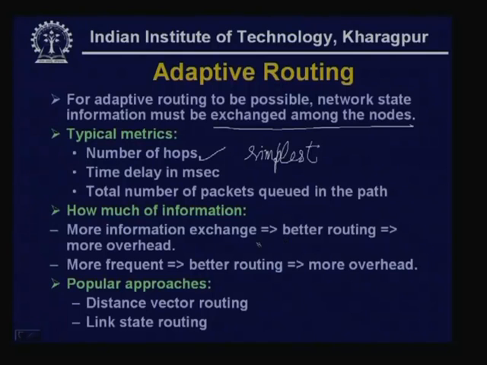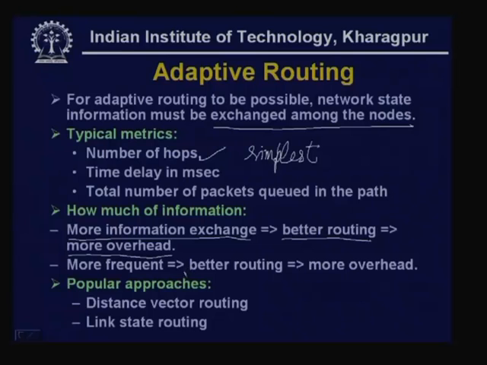On the other hand, if it is based on local information or no information, as you have done in case of flooding and random routing, then the routing strategy may not be very good. So, whenever more information exchange is used for better routing, that increases overhead. So, we find that it is essentially a trade-off between better routing and more overhead. That means, if we want lesser overhead, then we cannot get better routing. On the other hand, if we want better routing, the overhead on the network increases.